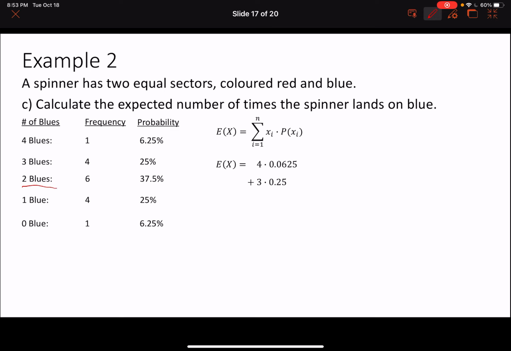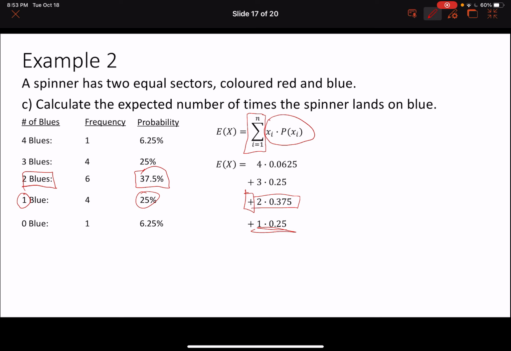Next, we add 2 times 37.5%. We add 2 times 3.5%. Then we add 1 times 25%. That's right there. And like I said, if this scares you, all you have to say is that we're going to add up this for all outcomes. And i just runs from 1 to n, which means every single one.